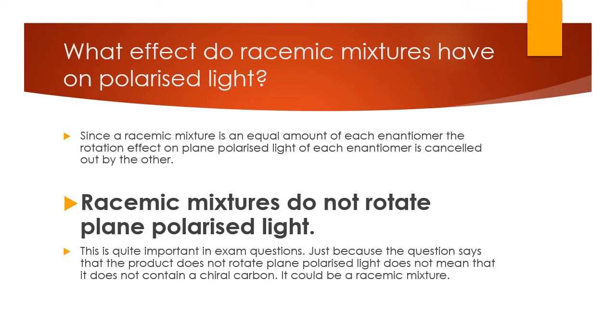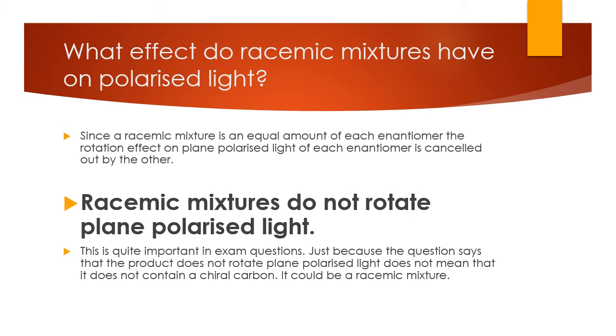Right. What about these racemic mixtures then? This 50-50 mixture of two enantiomers. Well, the 50-50 mixture will not rotate the light because half of the mixture is rotating the light clockwise and the other half is rotating it anti-clockwise, and the two effects cancel out.